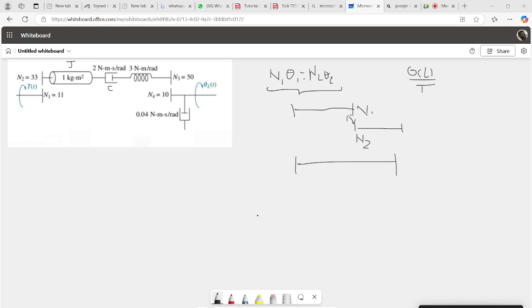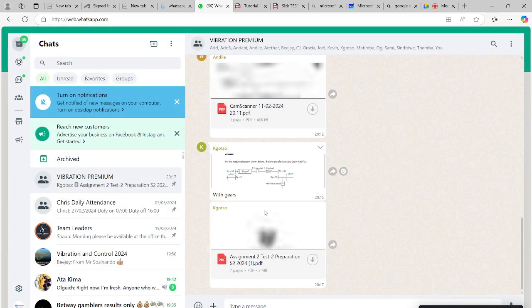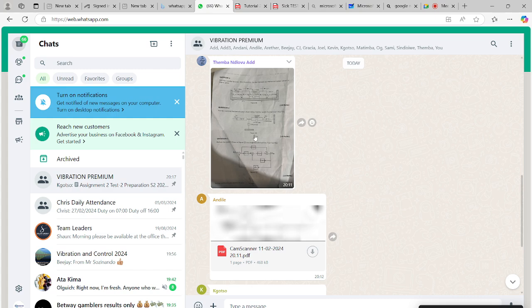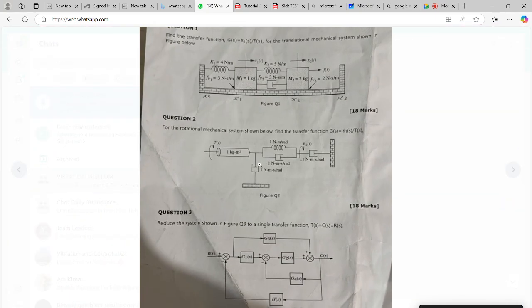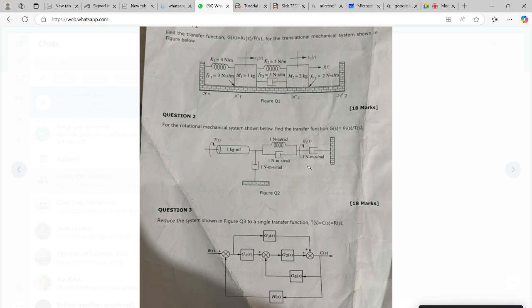Thank you. Okay, if you look at your test, you were given something simpler than this one. It was a simple rotating object like this, and you were asked to solve for theta 1 of s over T of s. So here what you did was simply to get J s squared in terms of Laplace, and then you make it equal to T, like we did last time.